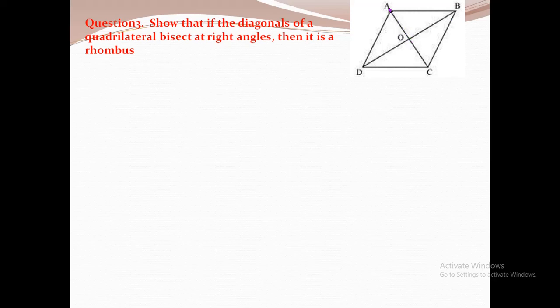AOB is a right angle. AOD is also a right angle. DOC is a right angle. COB is also a right angle. That means all these four angles here are right angles. That is what is given. We have to prove that it's a rhombus.